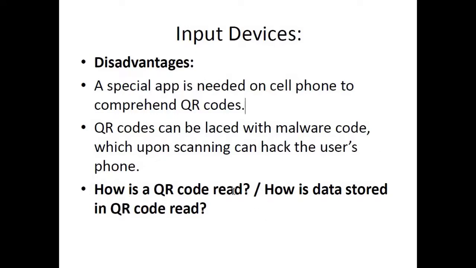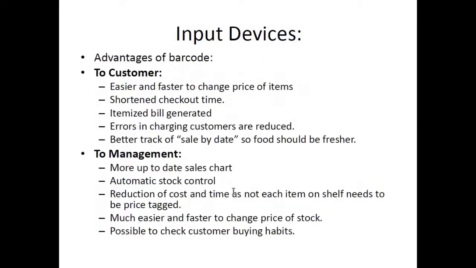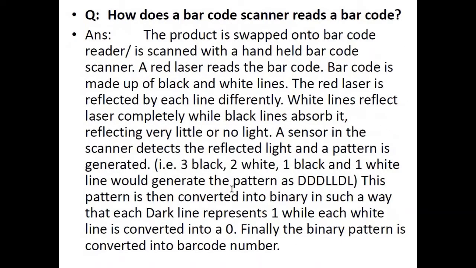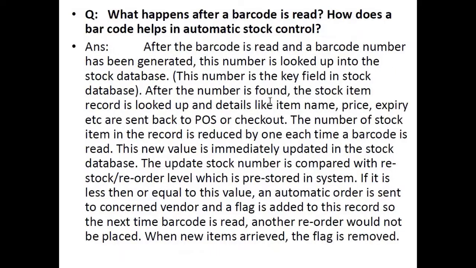How is a QR code read? How is data stored in a QR code? So the answer is the same as this one. How is a barcode read? Just that instead of black and white lines, you would say that there is a matrix of black squares on a white background. The rest of the detail is pretty much the same.